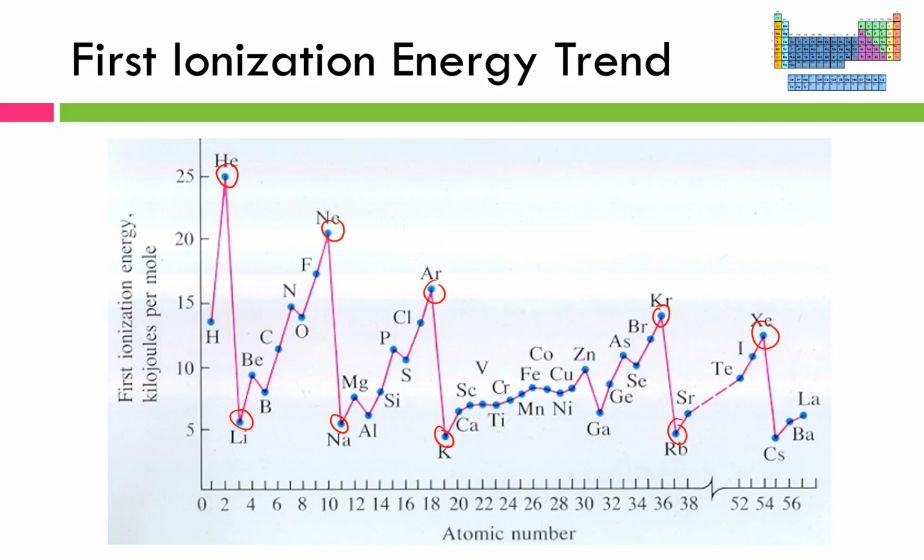As you go across a row, we can see that overall there's a general trend of first ionization energy increasing. And as you go down a group, so we can look at helium to neon to argon, so on and so forth, we see first ionization energy decreasing. So just another way to look at the trend.